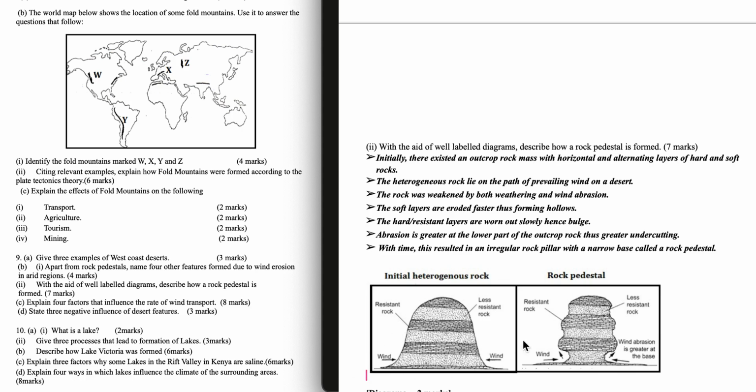So the initial heterogeneous rock, after being weakened by weathering and wind abrasion, now goes to rock pedestal.